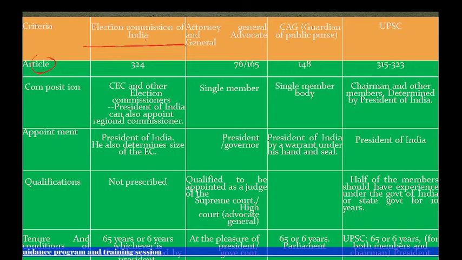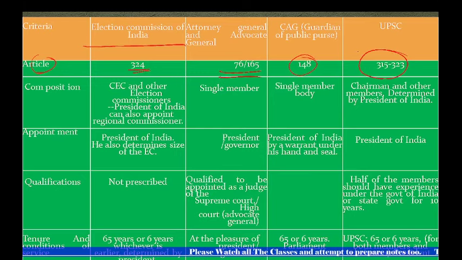Let's see in the beginning that the Election Commission of India has been mentioned in Article 324, and the Attorney General has been mentioned in Article 76, while the Advocate General has been mentioned in Article 165. CAG, who is called Guardian of Public Purse, is mentioned in Article 148, while UPSC has been given place between Article 315 to 323.